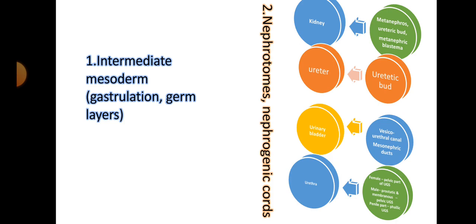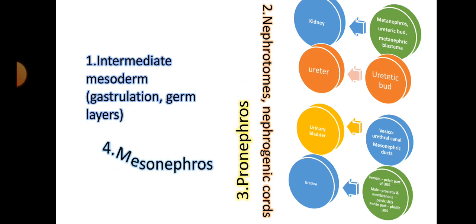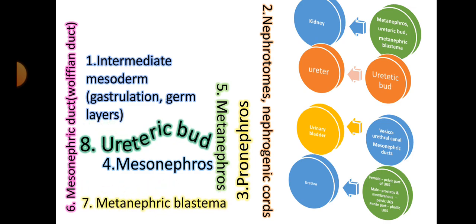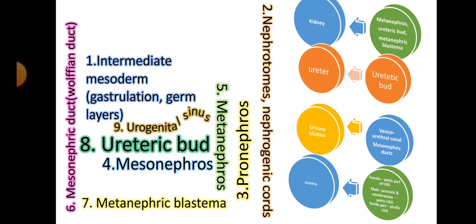Intermediate mesoderm is a new term for you. Nephrotome, nephrogenic cords, pronephros, mesonephros, metanephros, and the mesonephric duct, which is also called the Wolffian duct, metanephric blastema. Follow the pronunciations with me so that you will be able to pronounce them for yourself. And ureteric bud, urogenital sinus, and last but not the least is the cloaca. These 10 terms, keep them in mind.